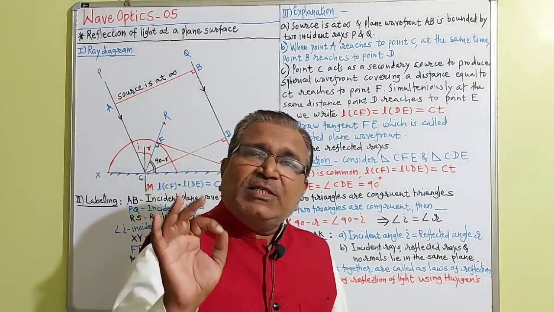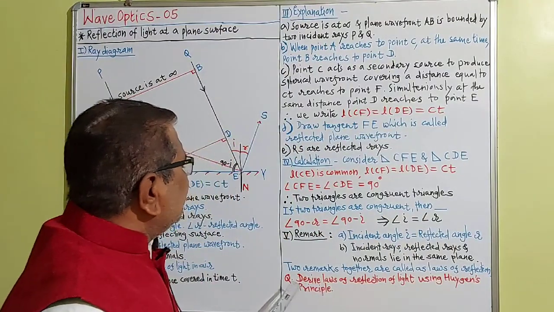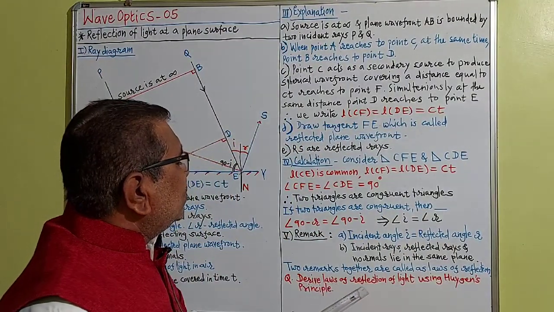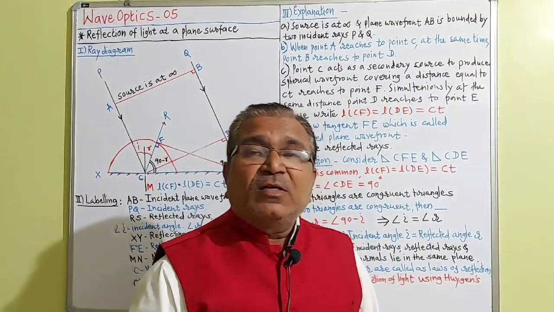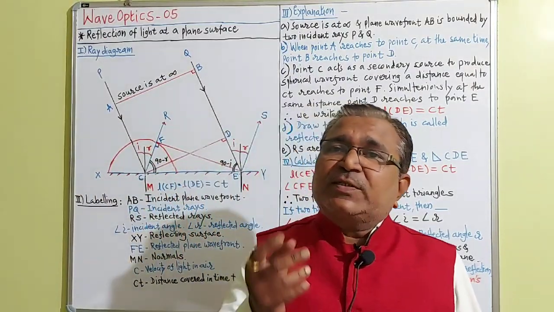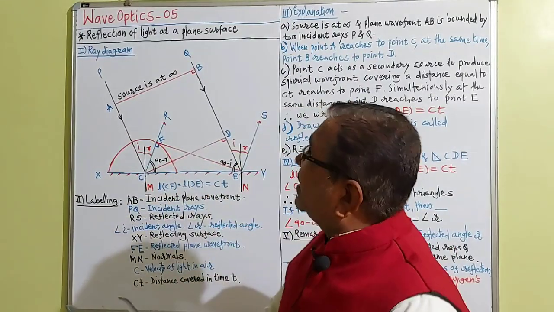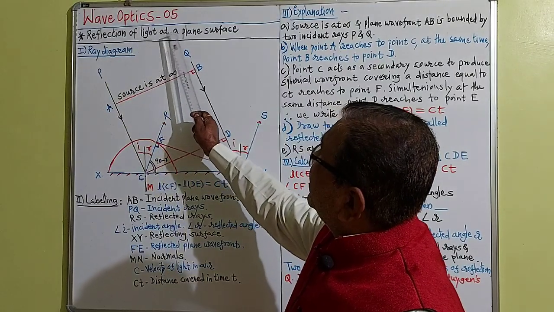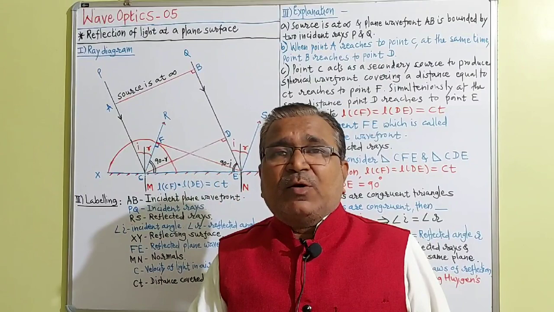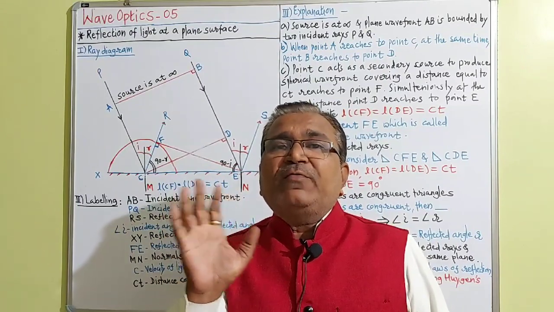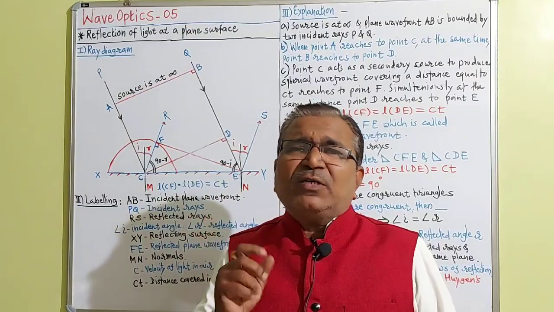What type of question is to be asked? From the examination point of view, the question is like this: derive the laws of reflection of light using Huygens principle. Or another 2 marks question may be: draw a neat labeled ray diagram of reflection of light at a plane surface, or draw a neat labeled ray diagram of reflection of a plane wavefront at a reflecting surface. So that is all about reflection.